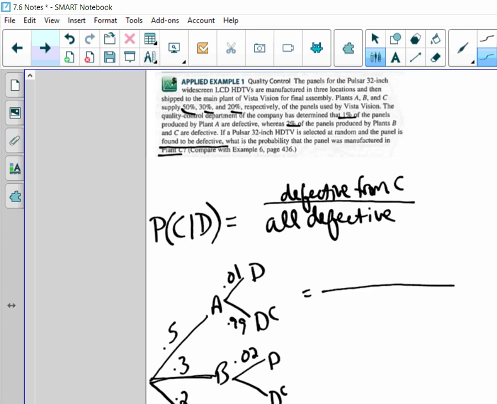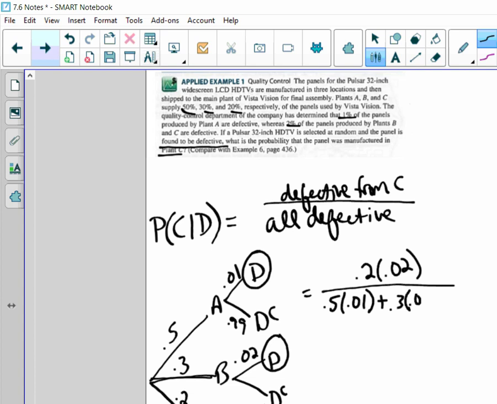So defective from plant C would be from plant C and defective. So that would be 0.2 times 0.02. And on the bottom, I'm going to have to do all the defectives. So that's 0.5 times 0.01 plus 0.3 times 0.02 plus 0.2 times 0.02, because we know already that it was a defective one. And then you just use your calculator, and it's 0.27, or that would be 27% chance.